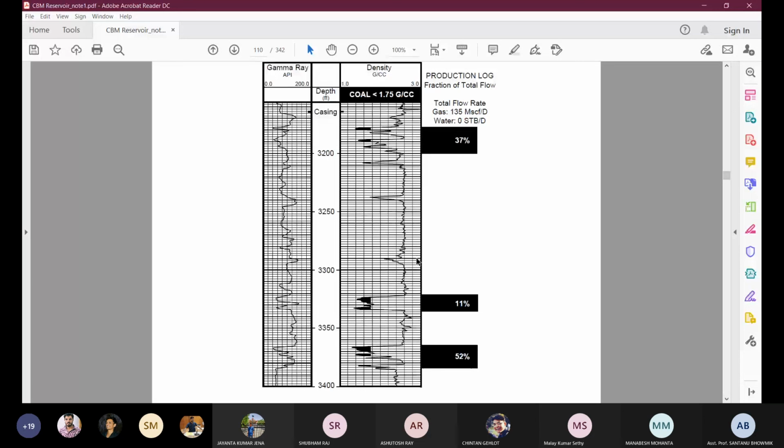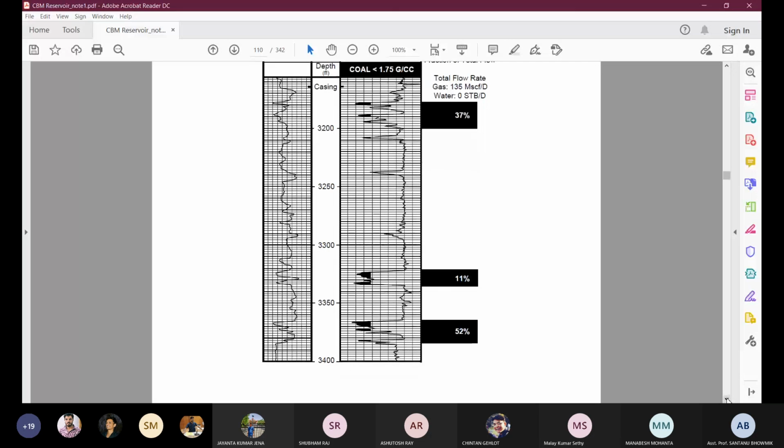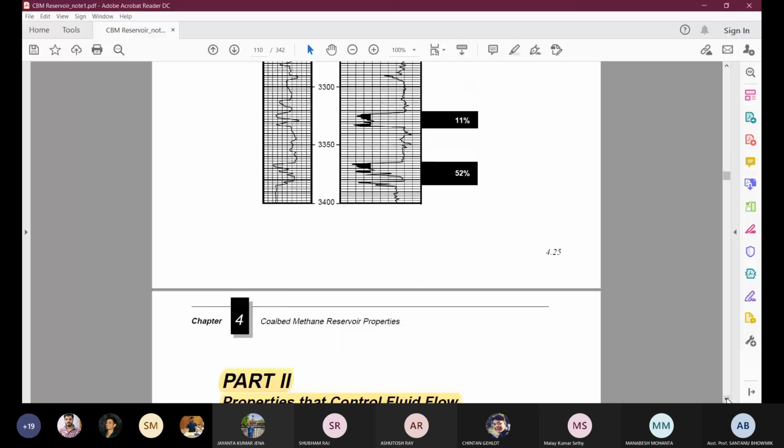With these three zones, they have estimated how much gas production is possible. You can see that 37% is from the upper one, 11% is a very small amount from the middle one, and 52% is from the lowest one. So totally, 37 plus 11 is 48, and 52, it is 100%. In that borehole they identified these three zones, and with them they are going to get the gas production. These are the possibilities of the original gas in place.